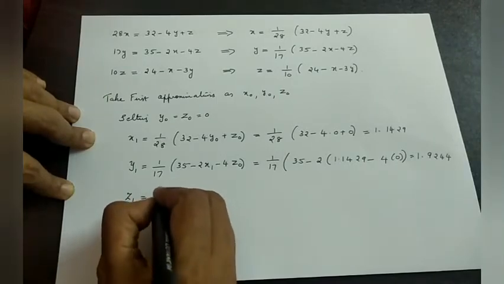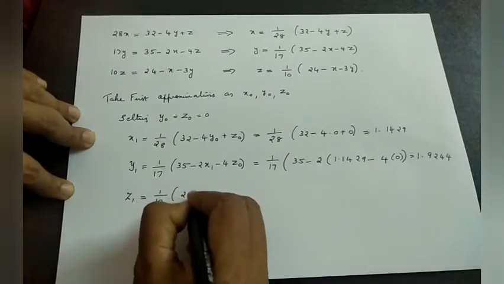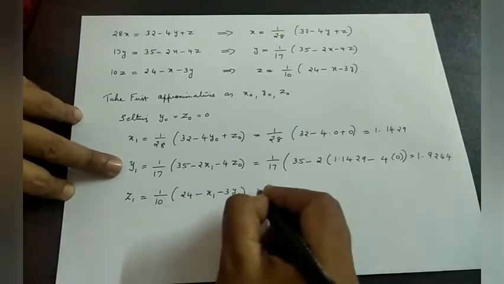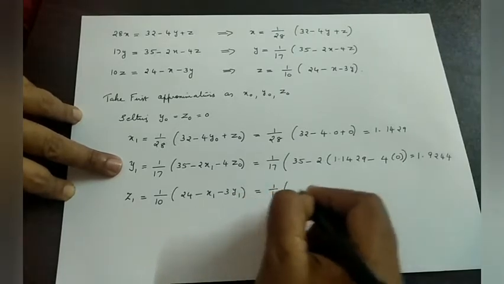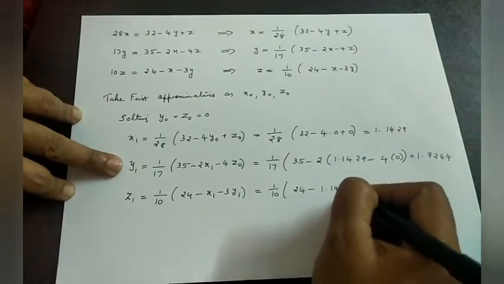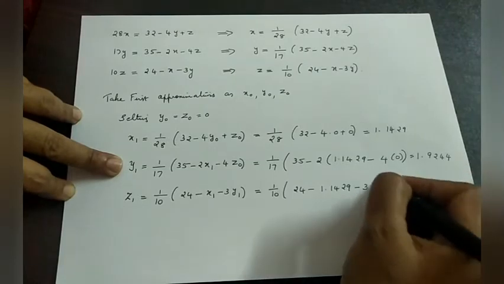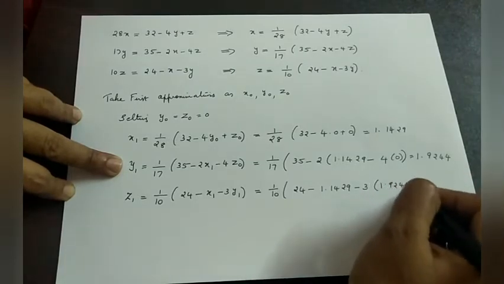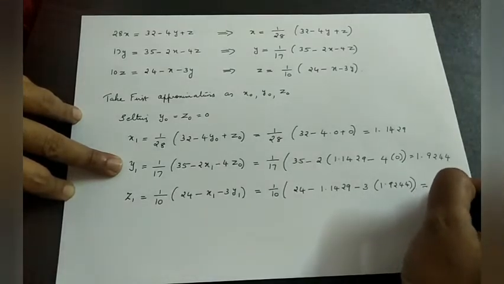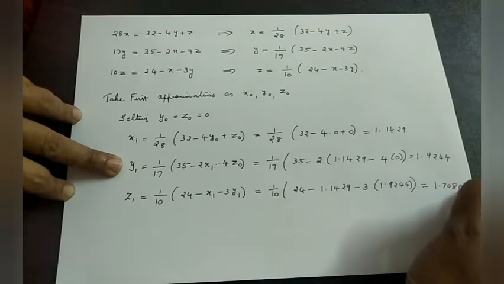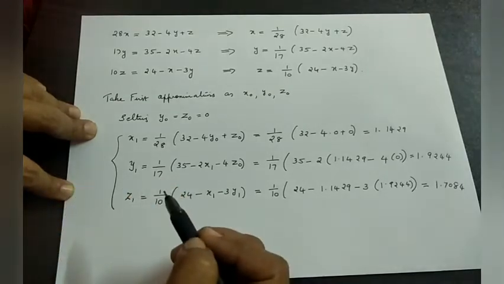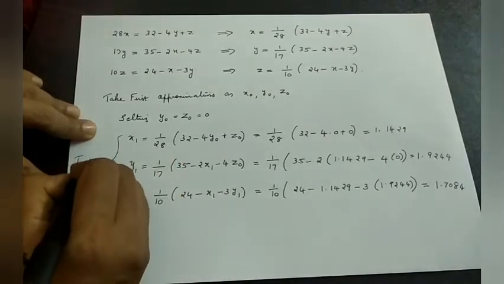z1 can be calculated using the formula 1 by 10 into 24 minus x1, already found, minus 3 y1. It is equal to 1 by 10 into 24 minus the value of x1, 1.1429, minus 3 into 1.9244, substituting the value of y1. We get the final answer as approximately 1.7084. Therefore, we get the first approximations x1, y1 and z1 for the first iteration.